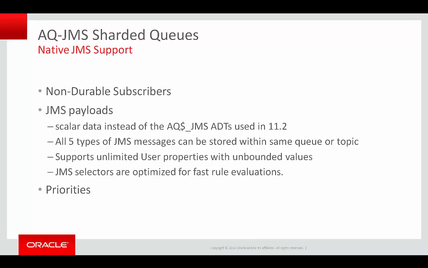JMS payloads don't use the AQ JMS ADT that was in 11.2. Instead, it uses the scalar data. All 5 types of JMS messages can be stored within the same queue or topic. We can support unlimited user properties with unbounded values. JMS selectors are optimized for fast rule evaluation using the message cache. Also, we handle JMS message priorities natively.